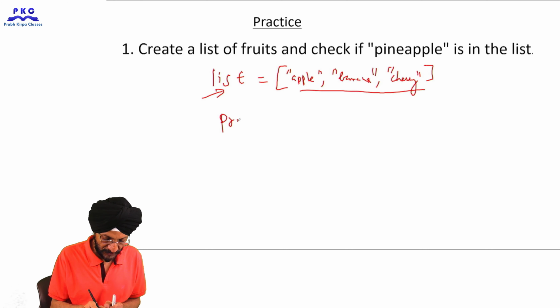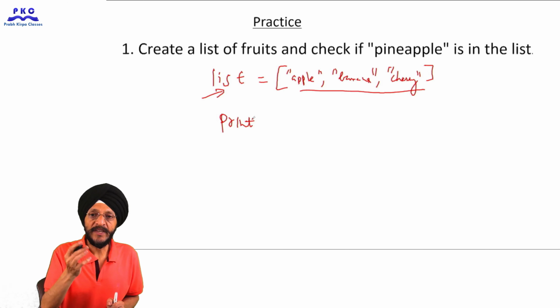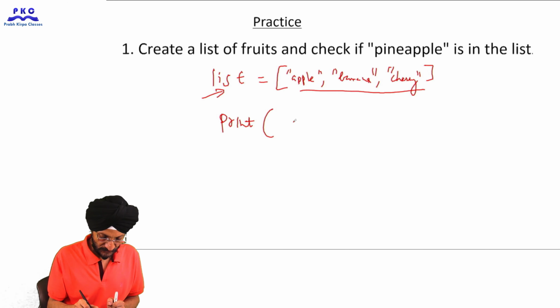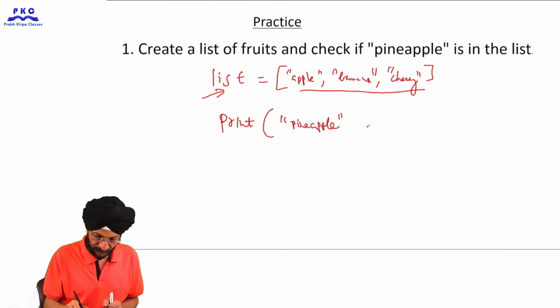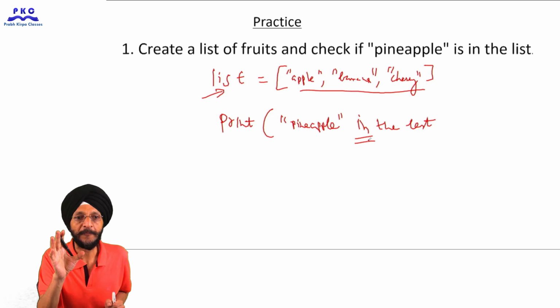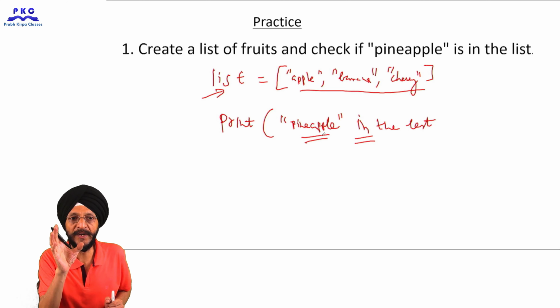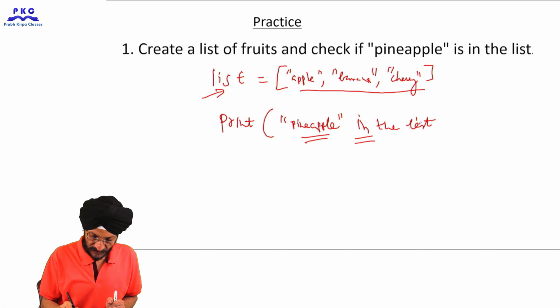So we will use print function, and also we will use in operator. Print, we will use pineapple because we have to find pineapple is there in the list. Pineapple in the list. In is here in operator. Pineapple is the value which we want to find, and list is the variable name.